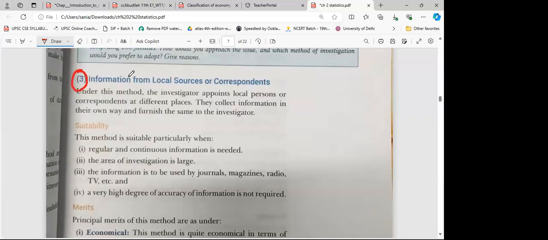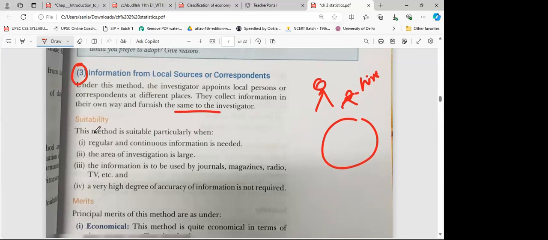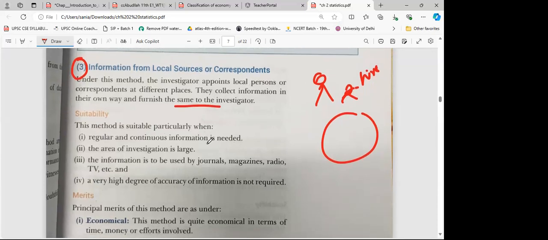Now coming to the third one, information from local sources or correspondents. Under this method, the investigator appoints local persons or correspondents at different places. They collect the information in their own way and furnish the same to the investigator. So what am I doing? I am hiring a person in this case. He will go, collect the data and give it to you. Okay. Yes, ma'am.